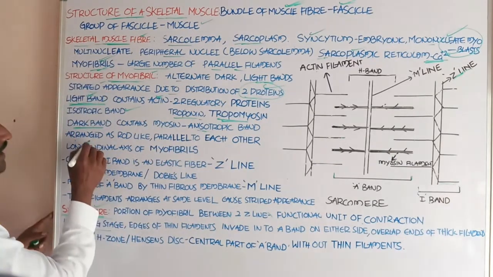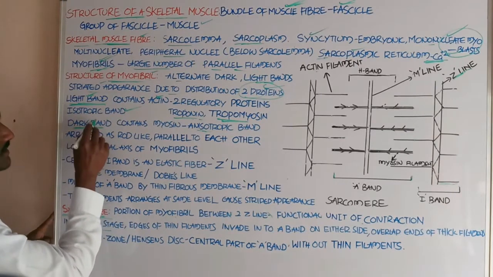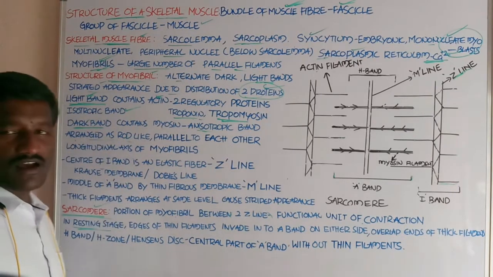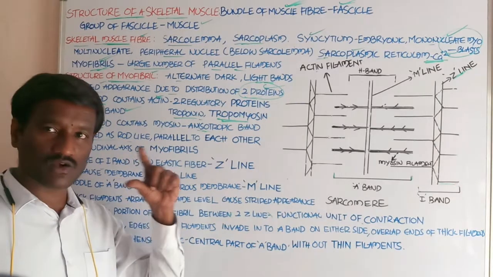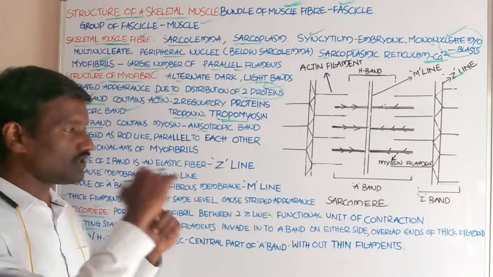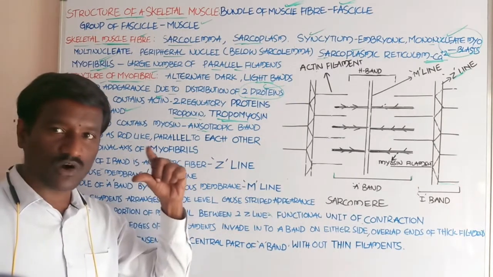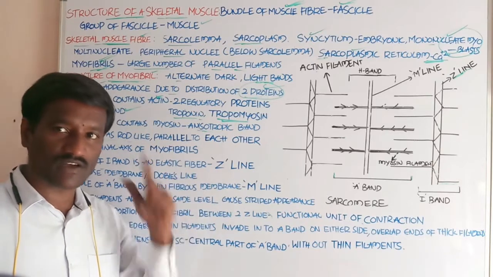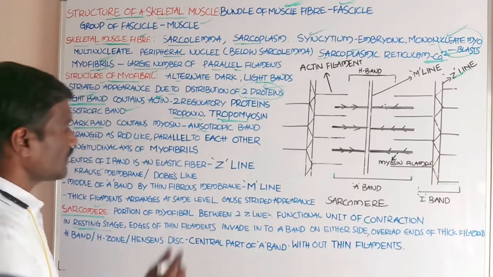Okay, student. These bands or filaments are arranged as rod-like structures, parallel to each other, and extend throughout the longitudinal axis of the muscle fiber.